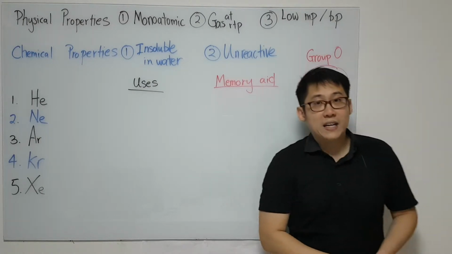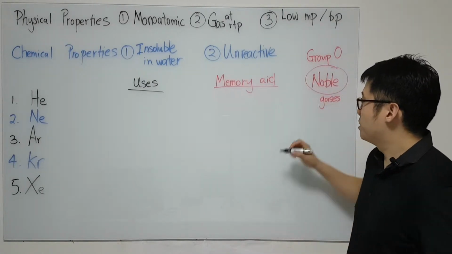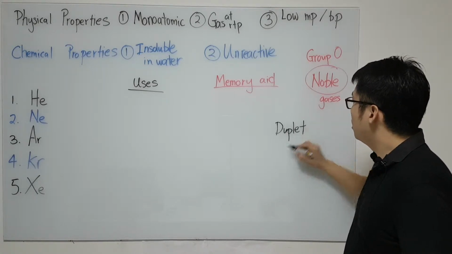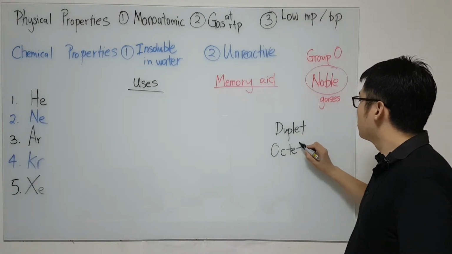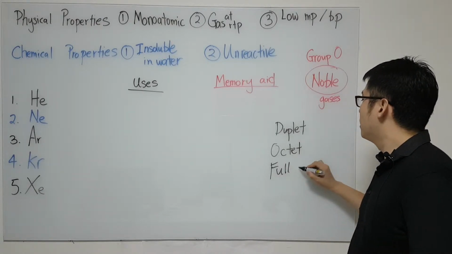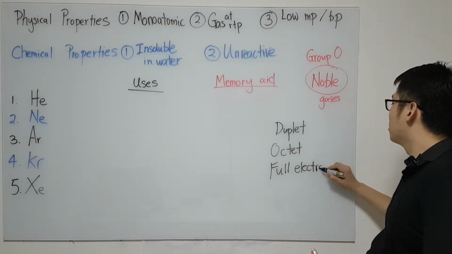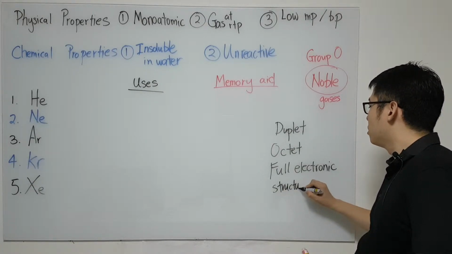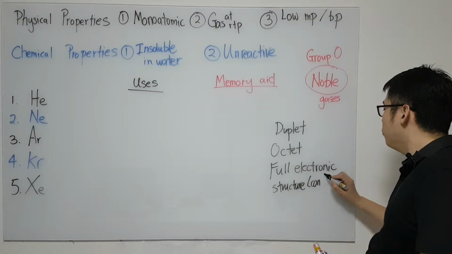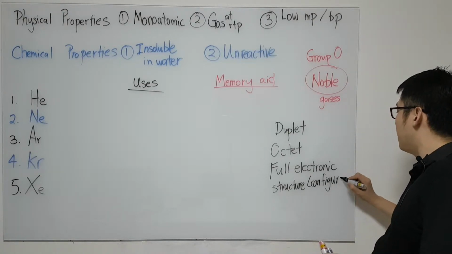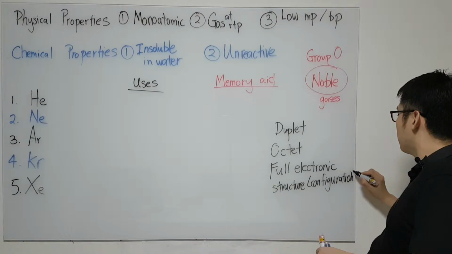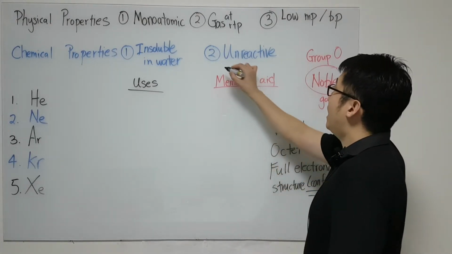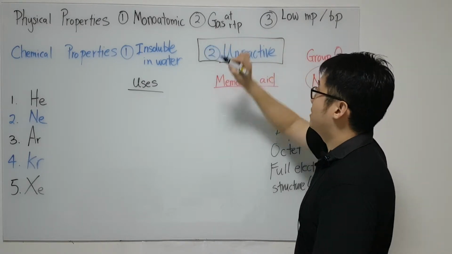The reason why they are unreactive is really because they have either a duplet or octet full electronic structure, okay? Configuration, full electronic configuration, that would be a better word. Because they have attained full electronic configuration, they are generally unreactive.